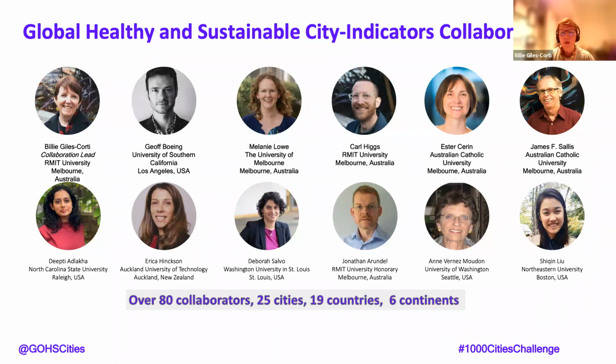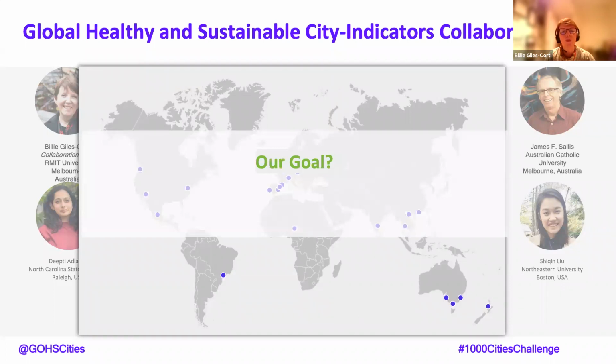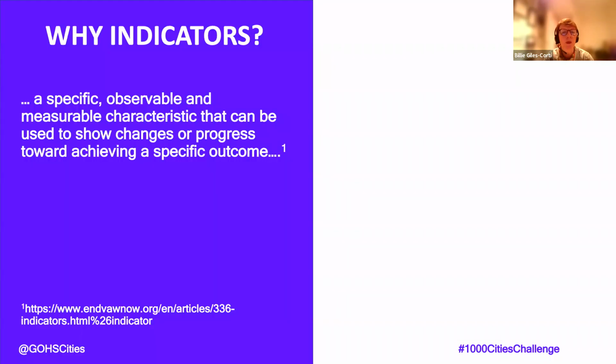Now, what was our goal here? We have all our cities across the globe, and you can see that it's a mix of countries. So we've got not just high income countries, but we managed to get some low and middle income countries, and we'd really like to see that extended in our launch of the 1,000 City Challenge. Now, what was our goal? Well, our goal was to facilitate the development of a global system of city planning policy and spatial indicators. It was really important to do policy. Do we have the policies in place to deliver healthy and sustainable cities? And spatial indicators, which tells us about the lived experience of people on the ground.